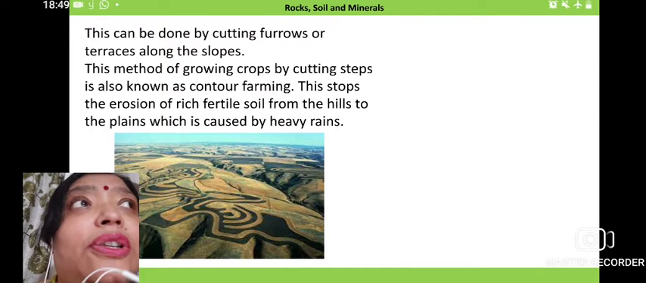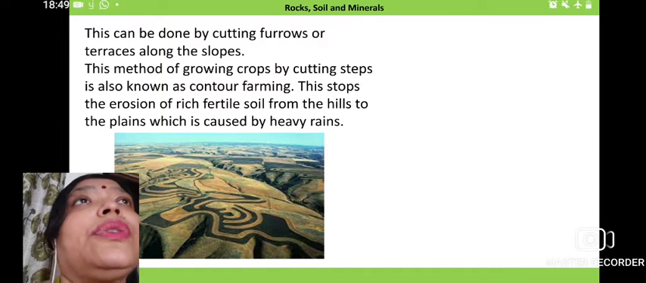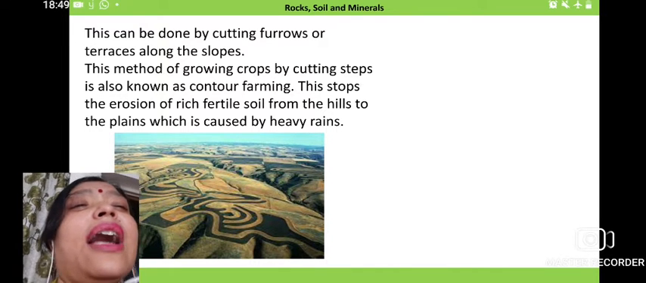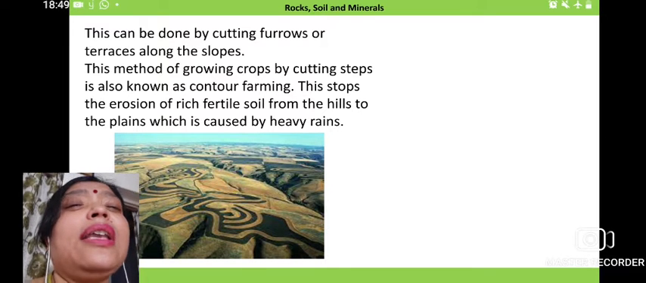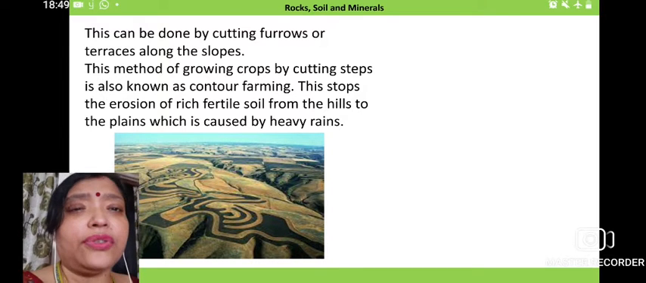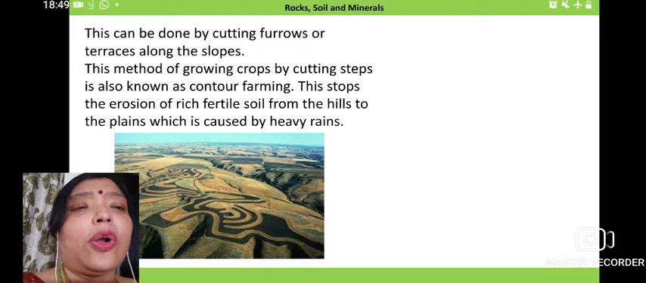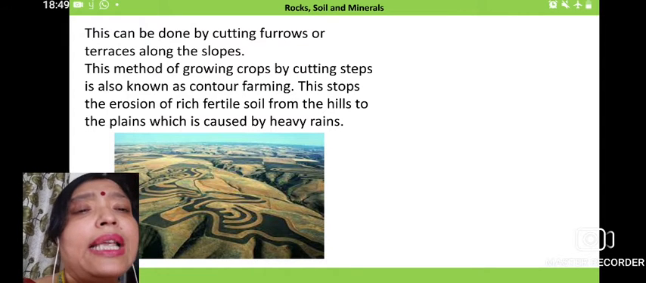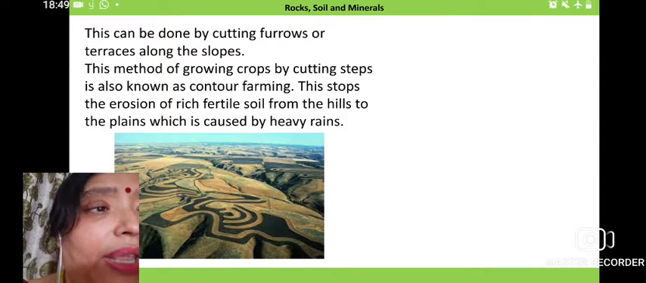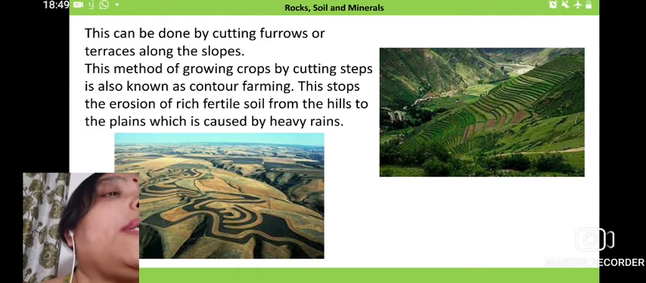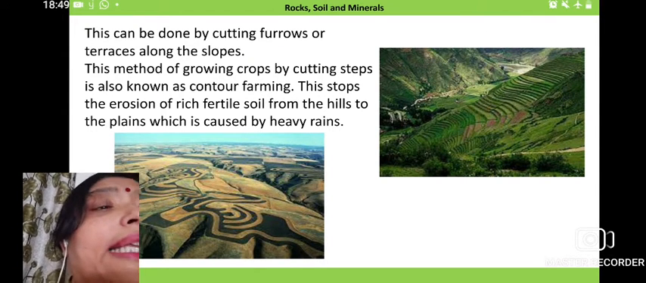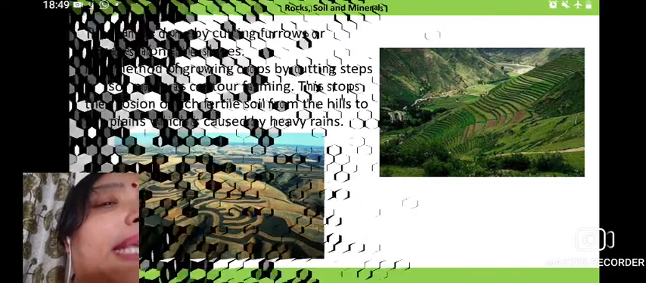You can see in the picture, different contours mean different altitudes, like different layers are being cut and crops are grown in those areas, which stops the erosion of the rich fertile soil from the hills to the plains, which is caused by heavy rains. Here it is very clear, in the hill you can see the terrace farming is done.